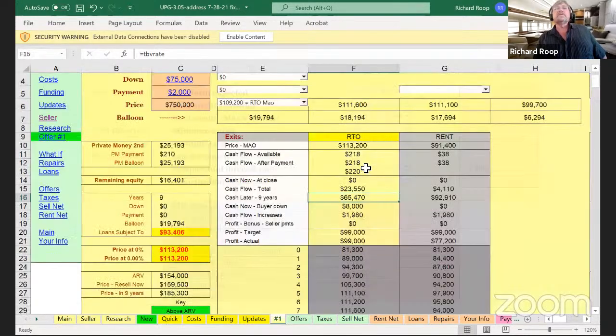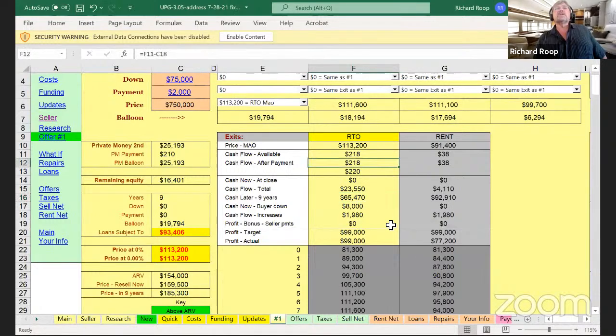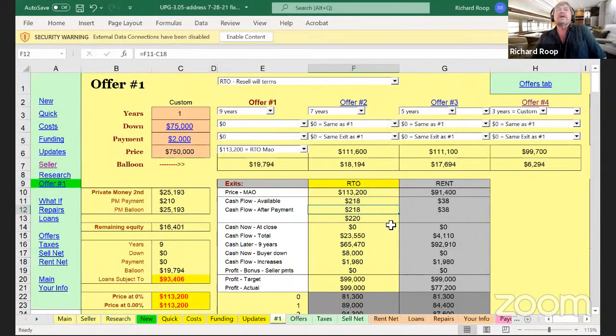I put 5% in here, and it doesn't change the income because it's assuming you're taking out that 110 each month to supplement the income.